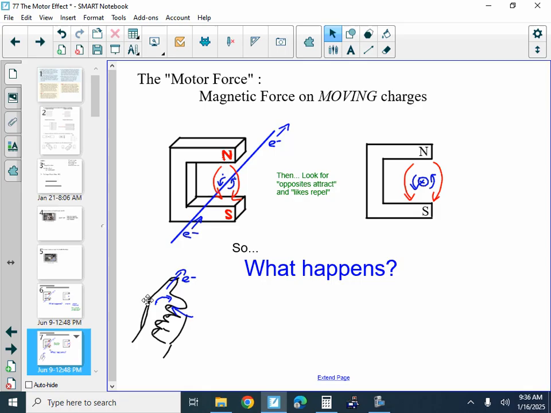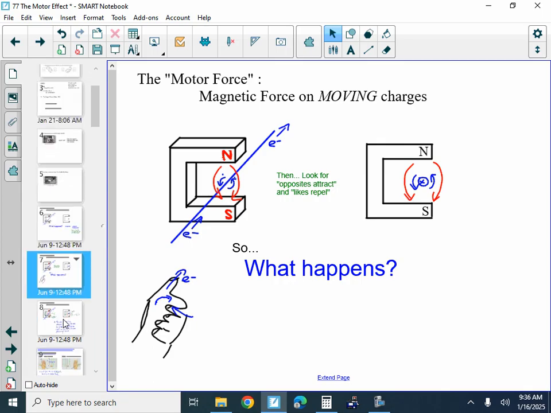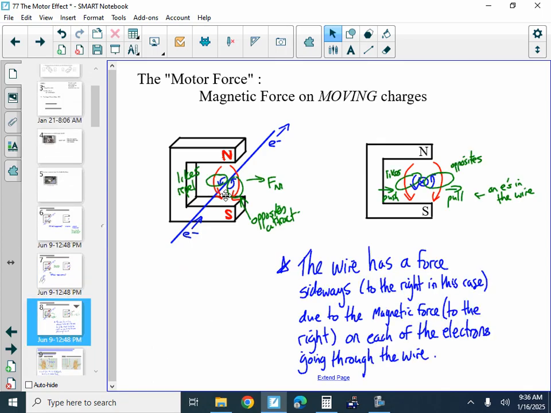So you have your magnetic fields that are happening because of A, the magnet, and B, the electron flow in the wire. And so if you look on the left side, we've got likes, which is going to cause a repulsion from that left side. So it's going to push towards the right. And then on the right side, we have opposites. It's going to attract towards the right side. So really, we're going to have likes repel, opposites attract, a push towards the right. So that's really the motor force itself.